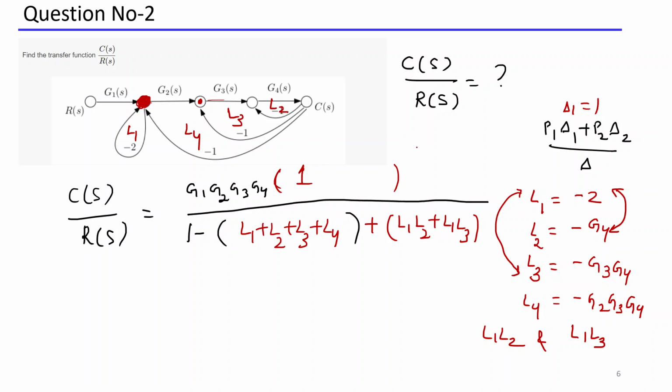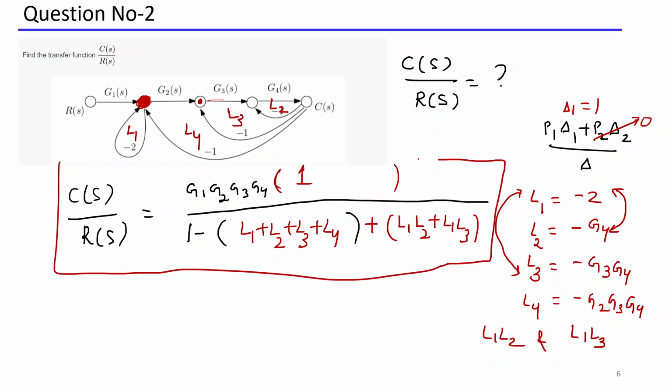You find out P1 and multiply it with delta 1, because P2 delta 2 will be 0, since only one forward path is there. That's why P2 delta 2 equals 0. So your answer should be this much. You can write and solve this, put in the values of L1 and L2, and you'll get the answer.